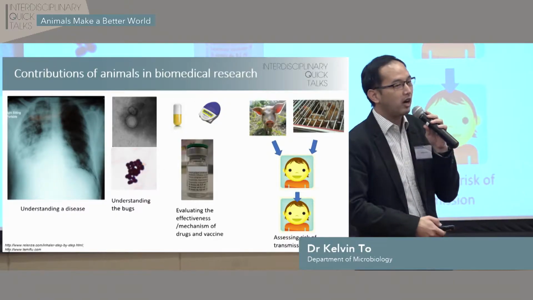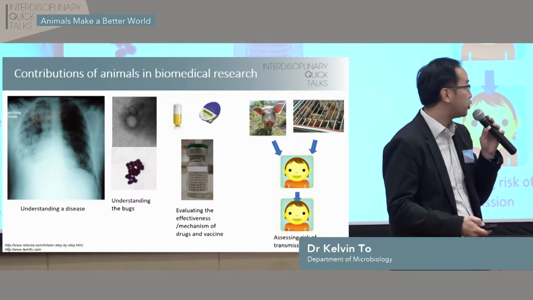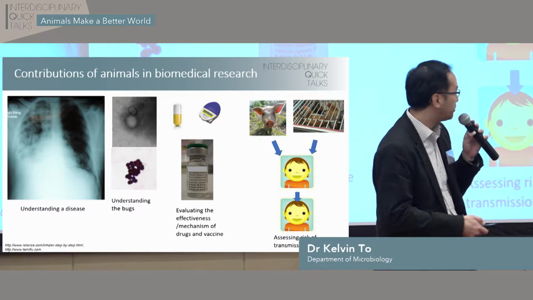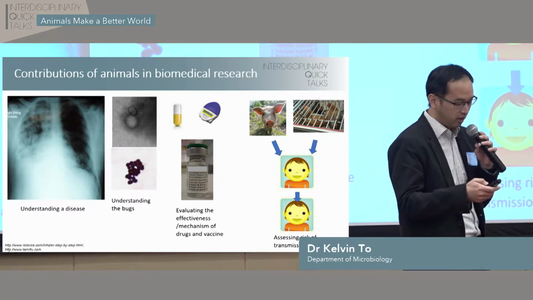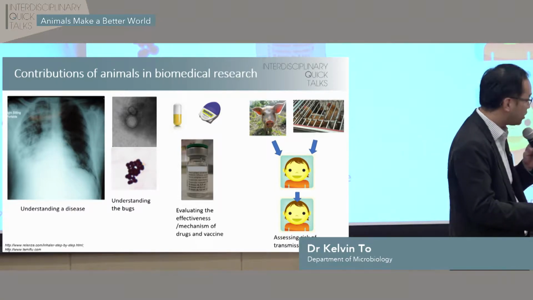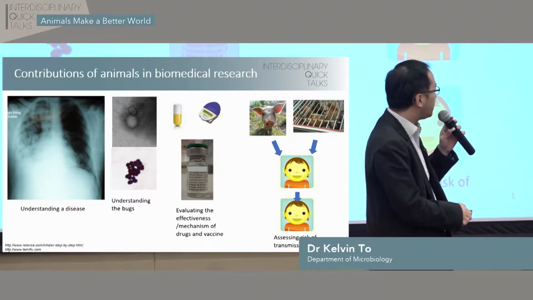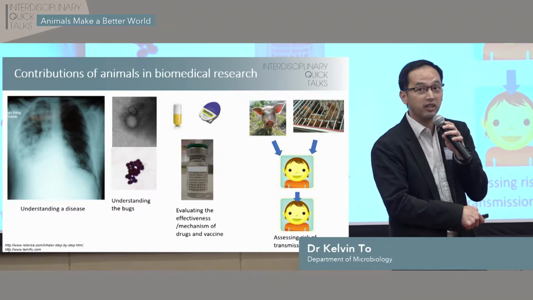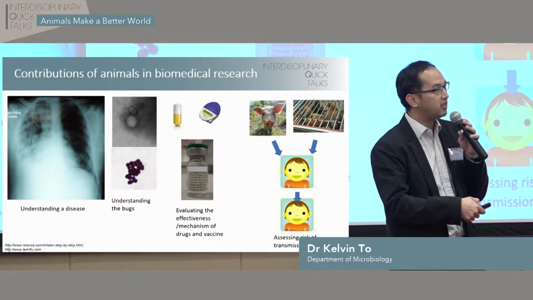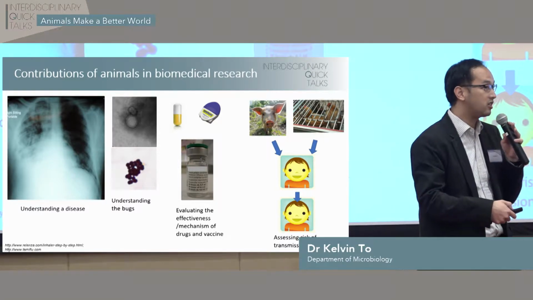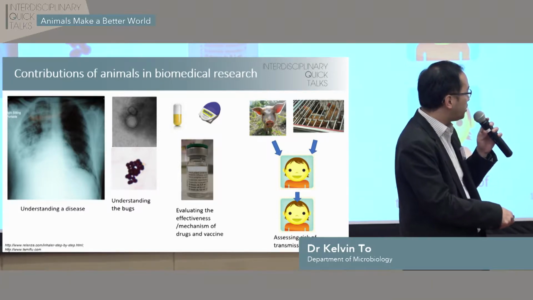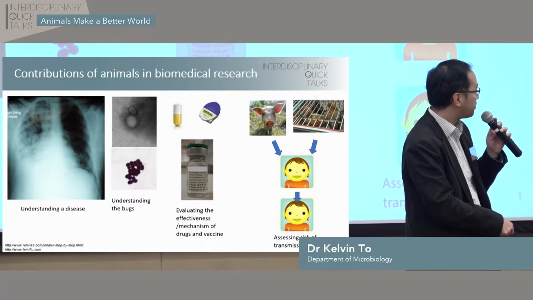So first of all, why are animals used for animal research? I'm a clinical microbiologist. I work at the Department of Microbiology. For us, we look at infections. Animals are actually important to understand a disease. For example, we have a case of pneumonia due to a new pathogen. We need to understand why it causes this disease, and this is important for us to find out how to treat it. So it's important to understand the pathogenesis of a disease.